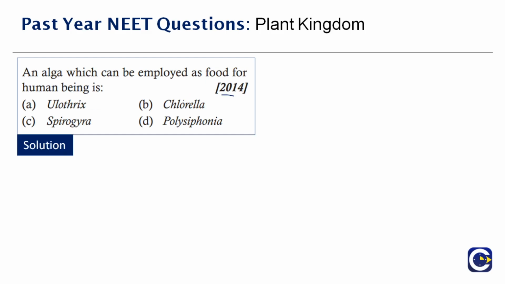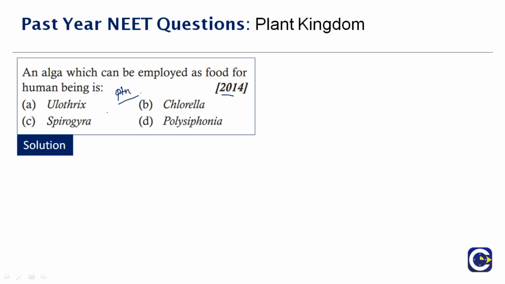Now, the practice of the direct consumption of algae as human food is also practiced in many parts of the world, especially in space. Why? If you see, they are rich in protein content, and that is why this is used as a supplement for many processes. Now, an alga which can be employed as food for human beings, yes, it is Chlorella.